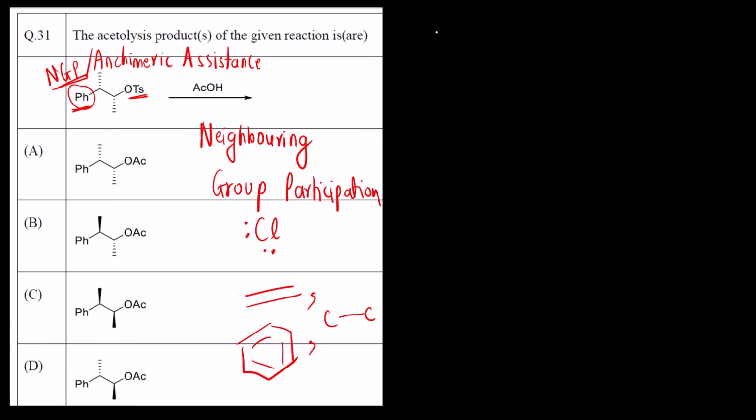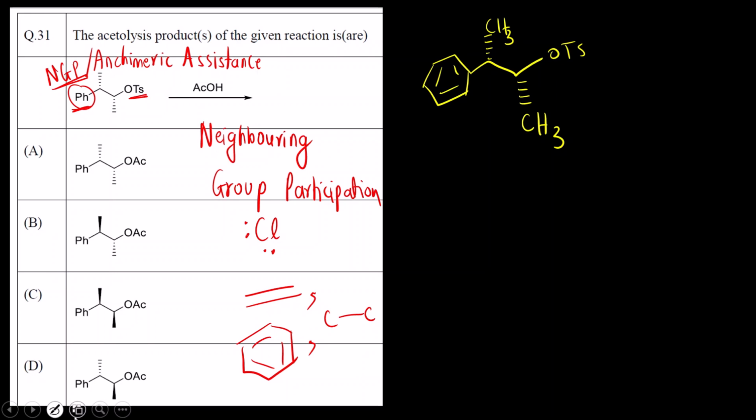Let us see the mechanism. Ph, I can write it like this: Ph, OTs, both the methyl groups are cis, CH3, CH3. So what will happen here? The benzene acts as a group that will help in increasing the rate of the reaction. So this pi bond can attack here and OTs will go away as a leaving group.